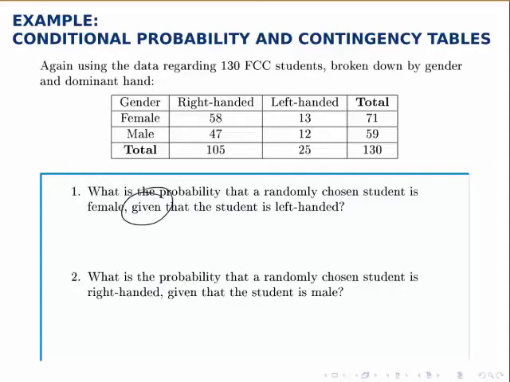In other words, if we've drawn a student and we're given that this student is left-handed, we know that we're in the category of left-handed students. That given has restricted us to just that column. So we zoom in on that column and that's all we have to worry about.